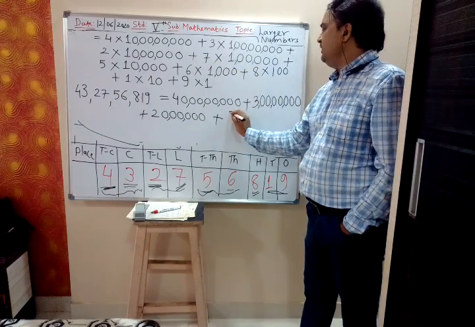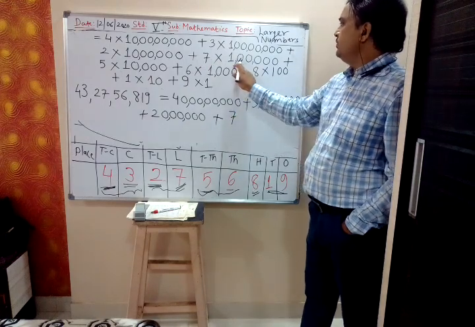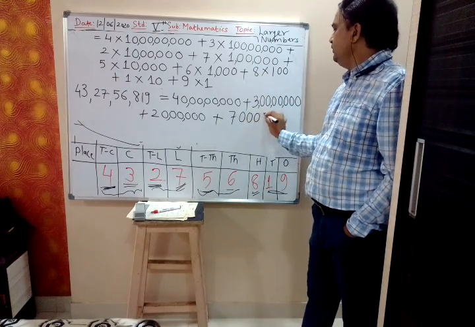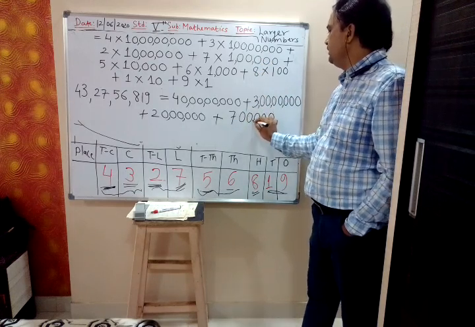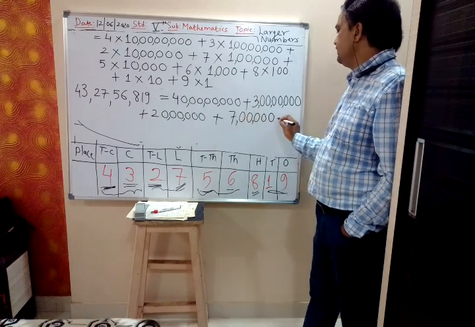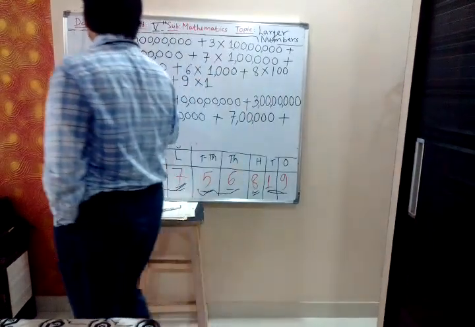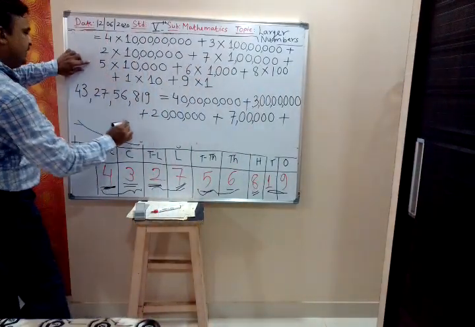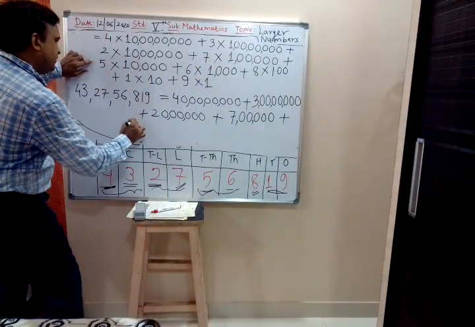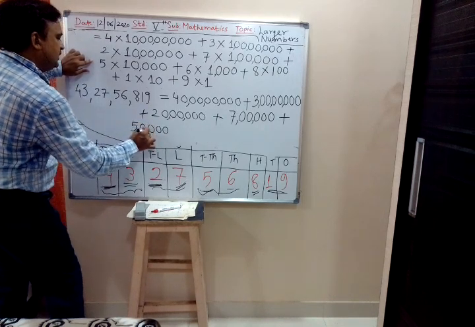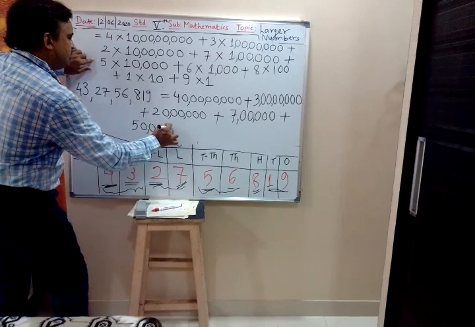7 into 1 is 7. How many zeros? 1, 2, 3, 4, 5. We put the comma: 3, then 2. 7 lakhs. Plus 5 into 10,000. 5 into 1 is 5. Then 4 zeros. It is 50,000.